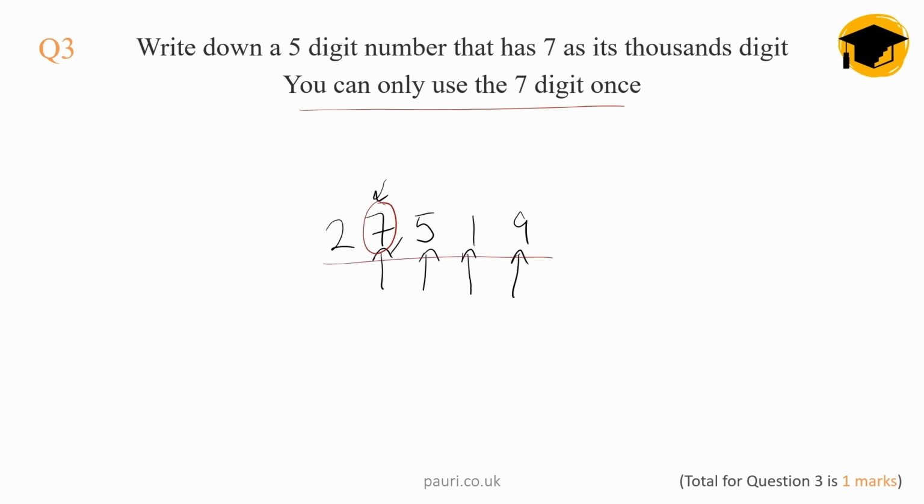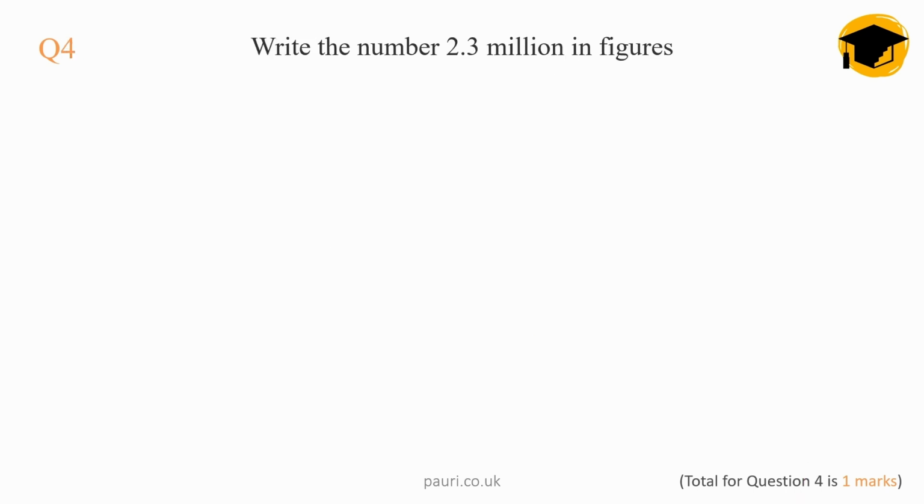The other thing to mention is look at the number of marks in the question at the bottom right of each slide. So you'll see how many marks each question is. If it's 1 mark, that usually means write down your answer straight away. We could have written 27,519. If there's 2 marks, then we'll need to give some sort of working out with our answer. And I'll give you more examples as we go through. Question 4, write down 2.3 million in figures.